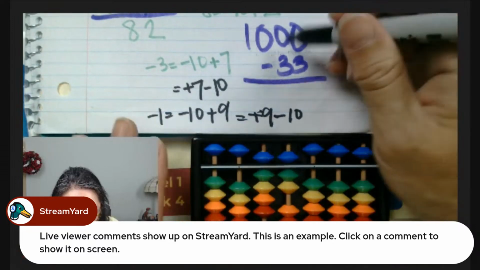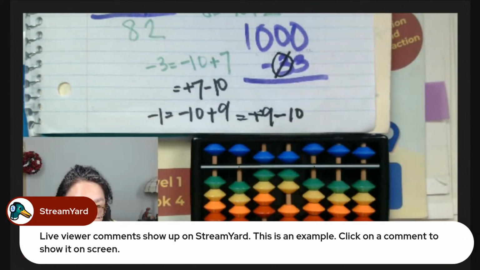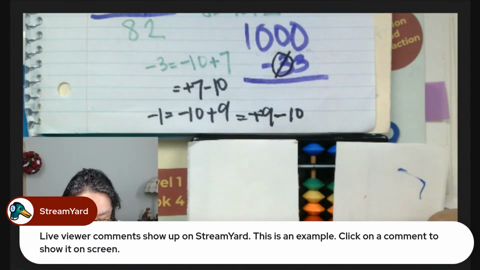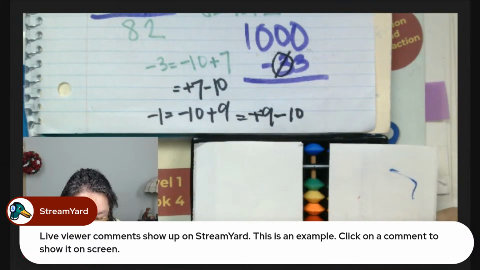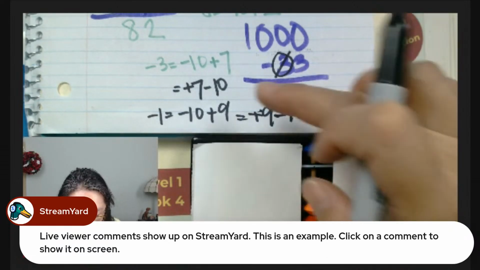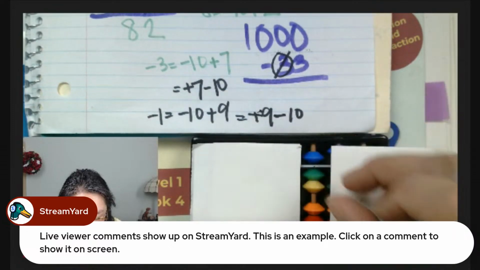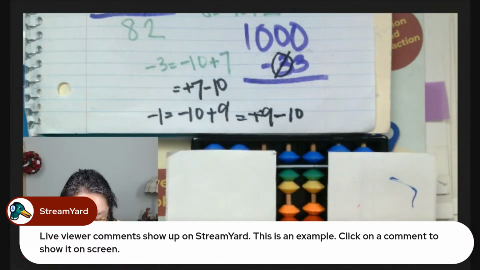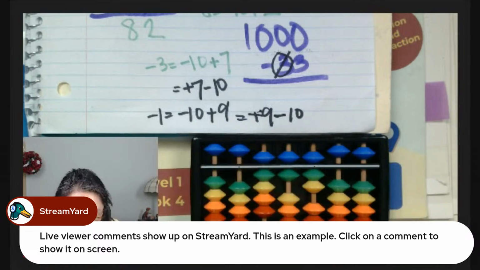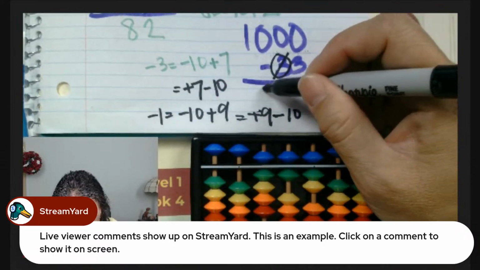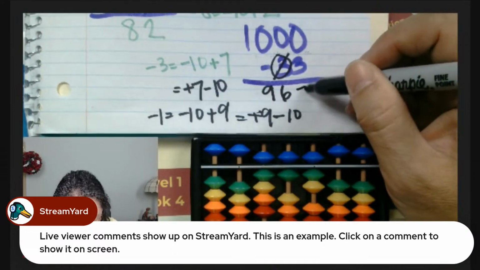Okay? So what we did is we minus the 3. Now we're going to minus the 3 again. When we minus the 3, what are we going to do? Plus the 7 and then minus the 10. So my final answer is 967.